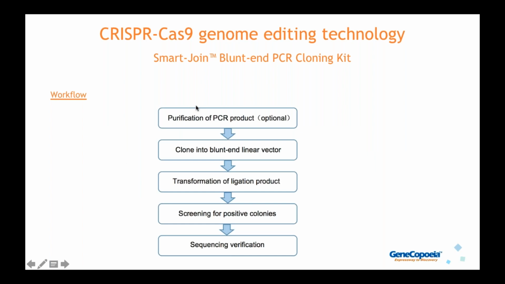This is the basic workflow of the Smart Join blunt-end PCR cloning kit. One step is to do purification of the PCR product, which is optional, but it can provide higher efficiency. And then you clone into the blunt-end linear vector, transform the ligation product into bacteria, screen for positive colonies, and the positive colony formation rate is greater than 99%. It's highly efficient. And then do sequence verification.